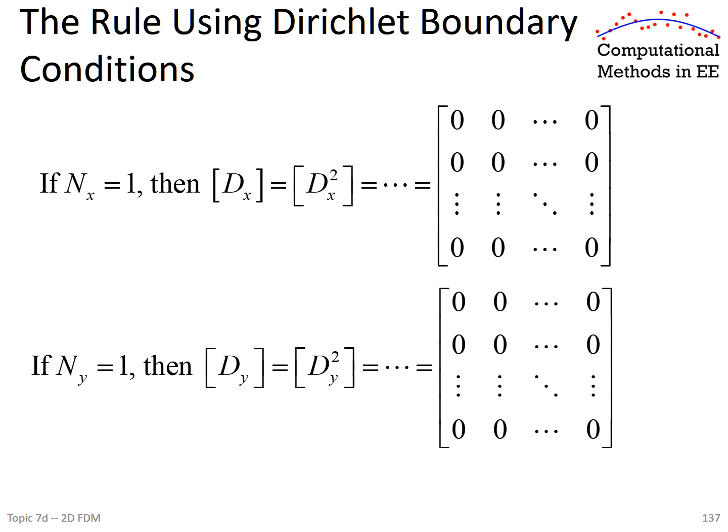Similarly, if you're doing a derivative in the y direction, but the size of the grid in the y direction is only 1, again, you'll force those matrices to all zeros. And so they'll take up almost no memory, because if we're storing these as sparse matrices, very, very light on memory. Don't store those as full matrices.